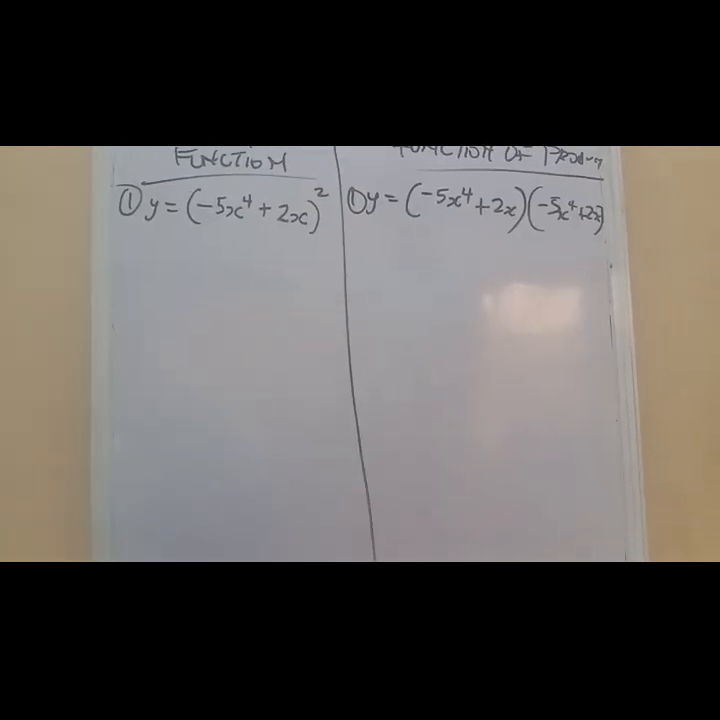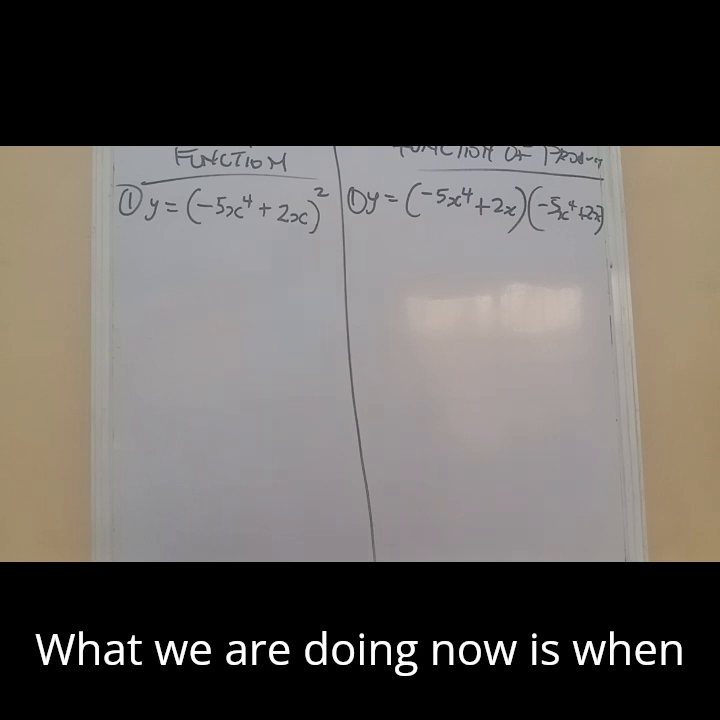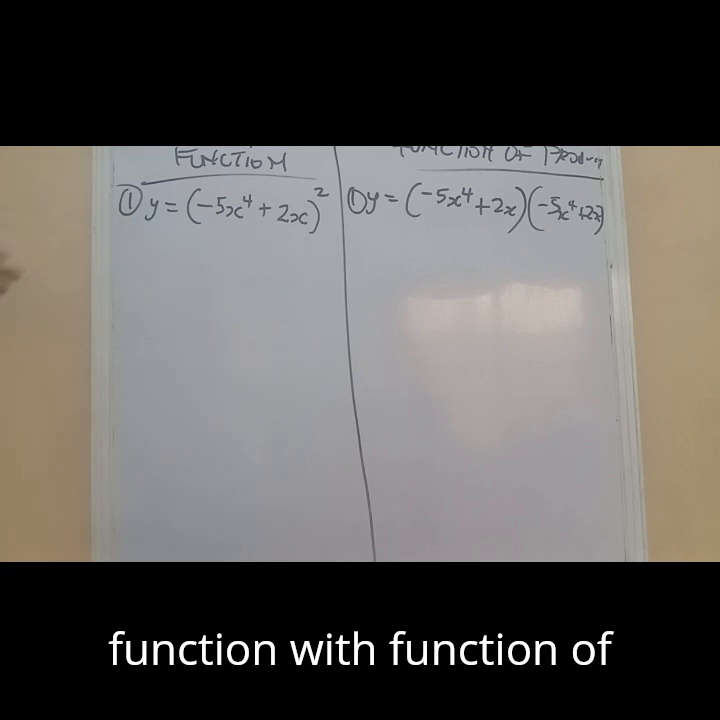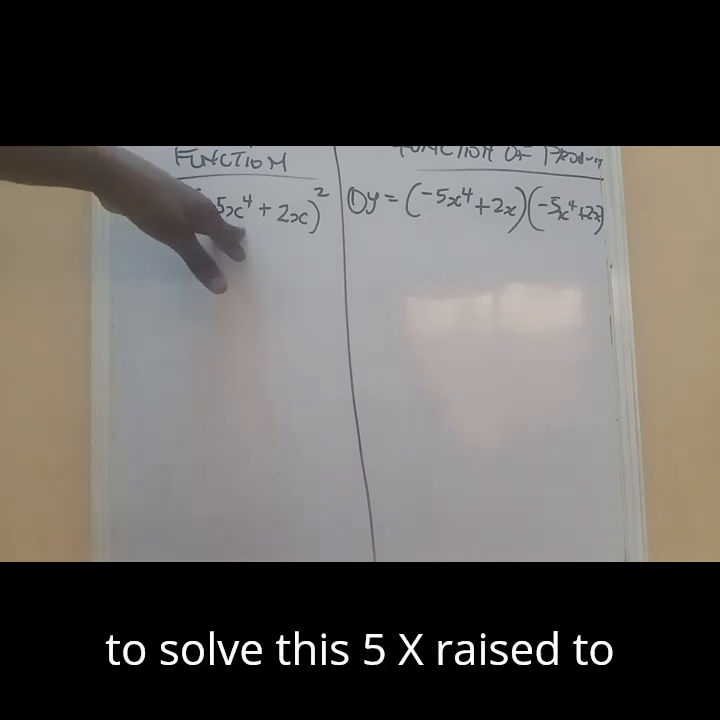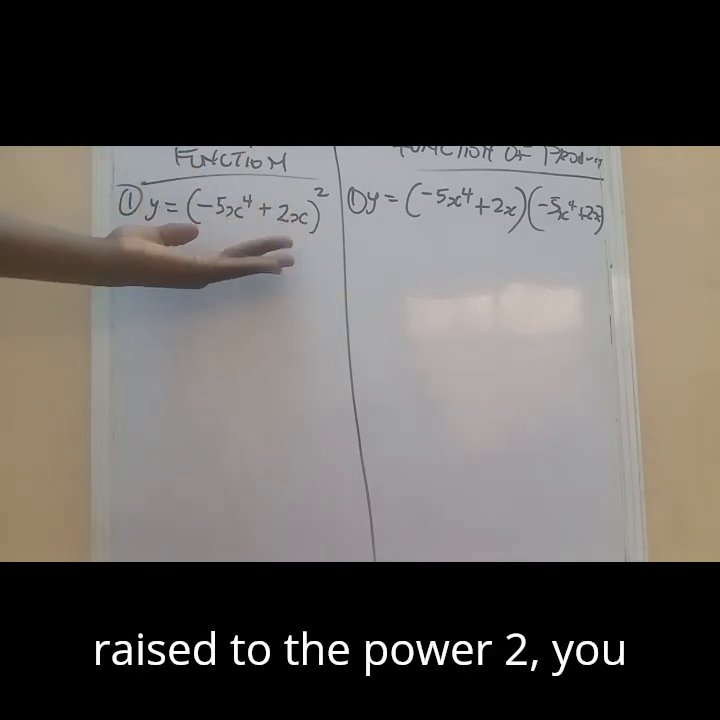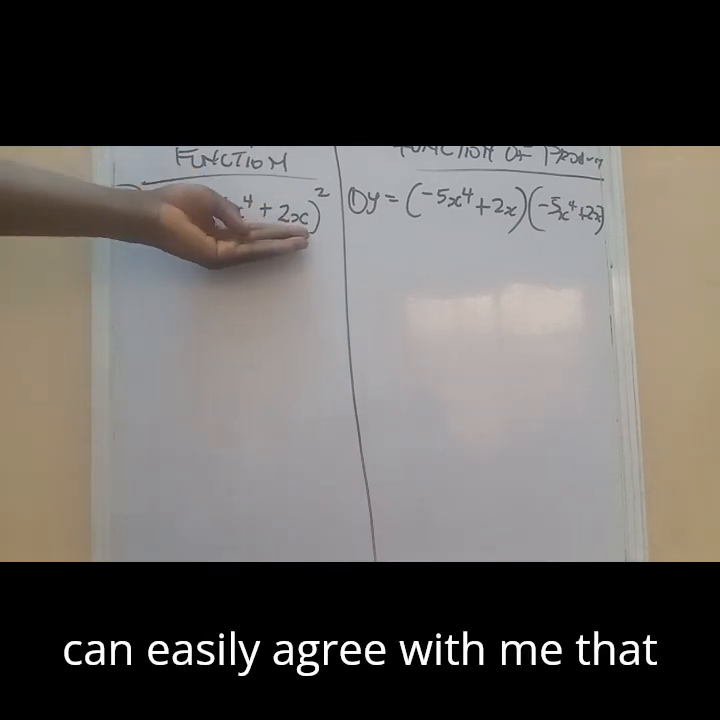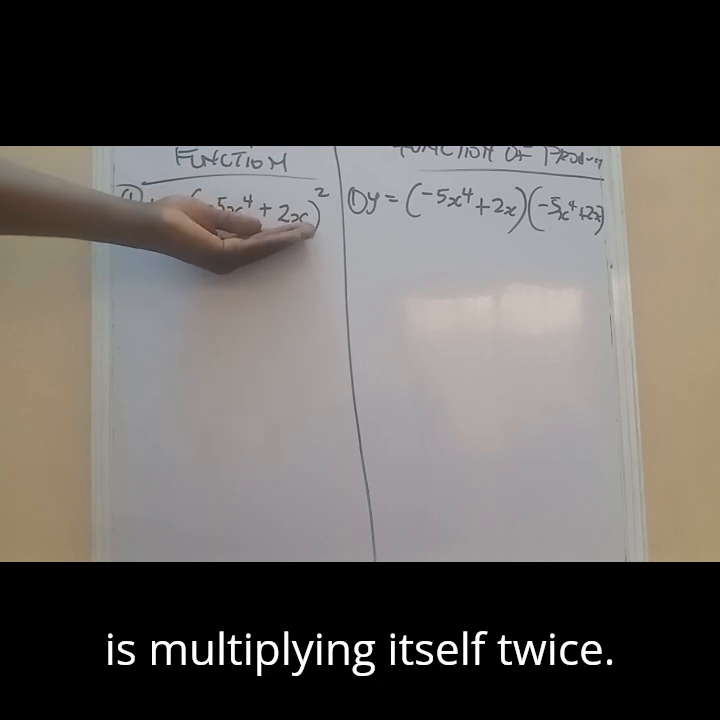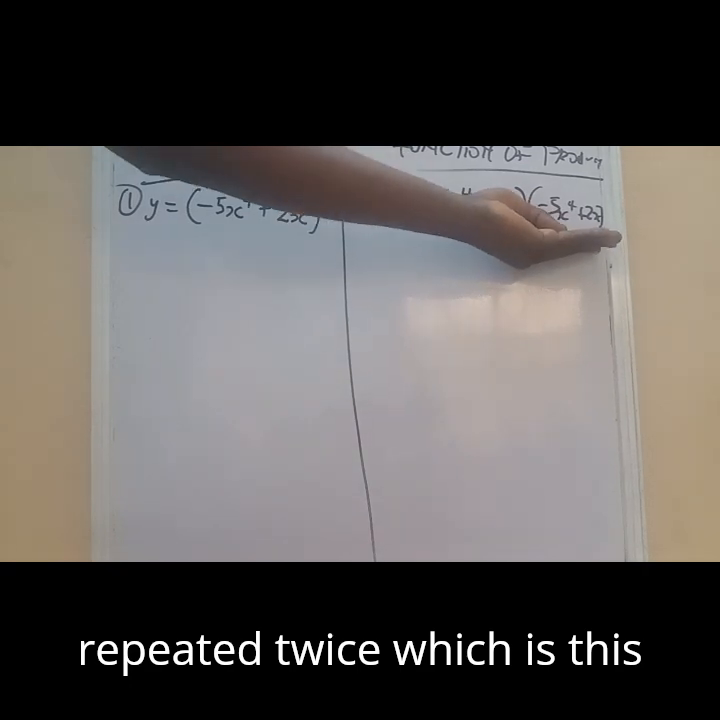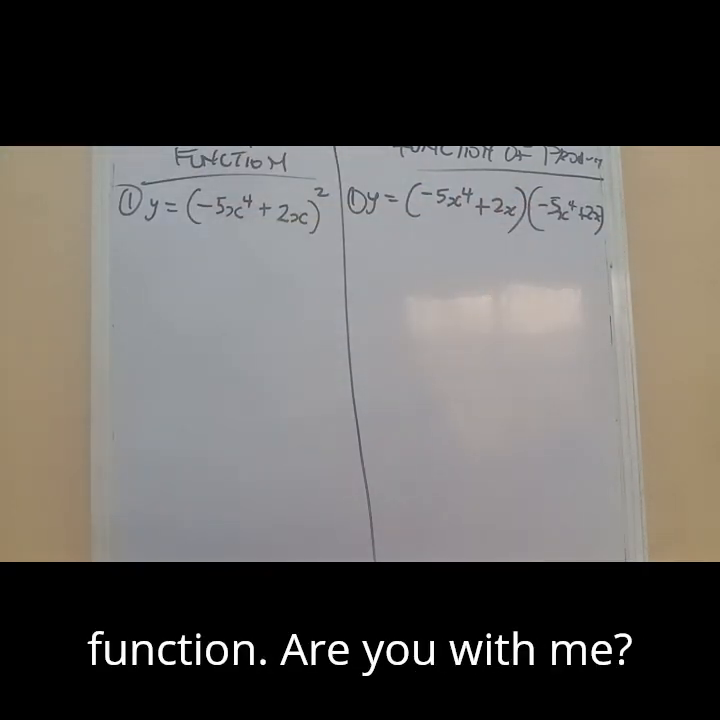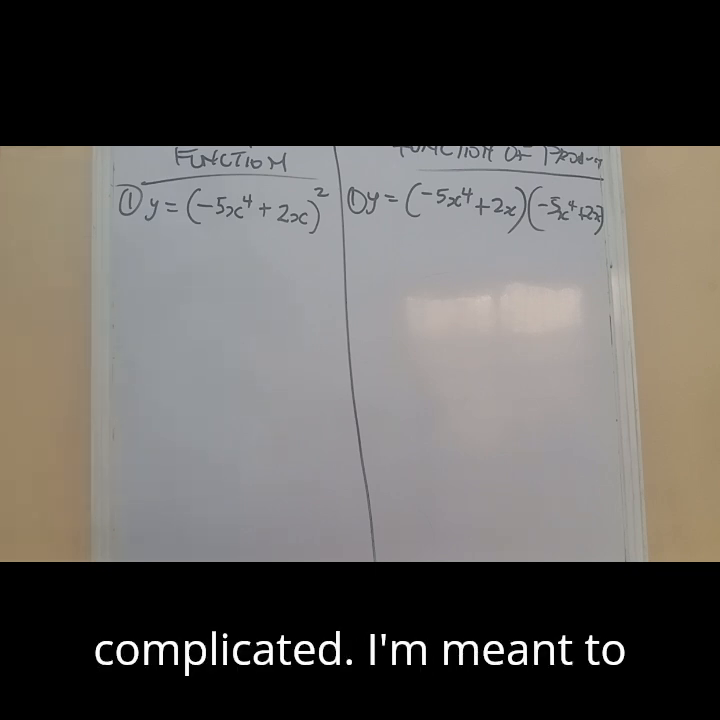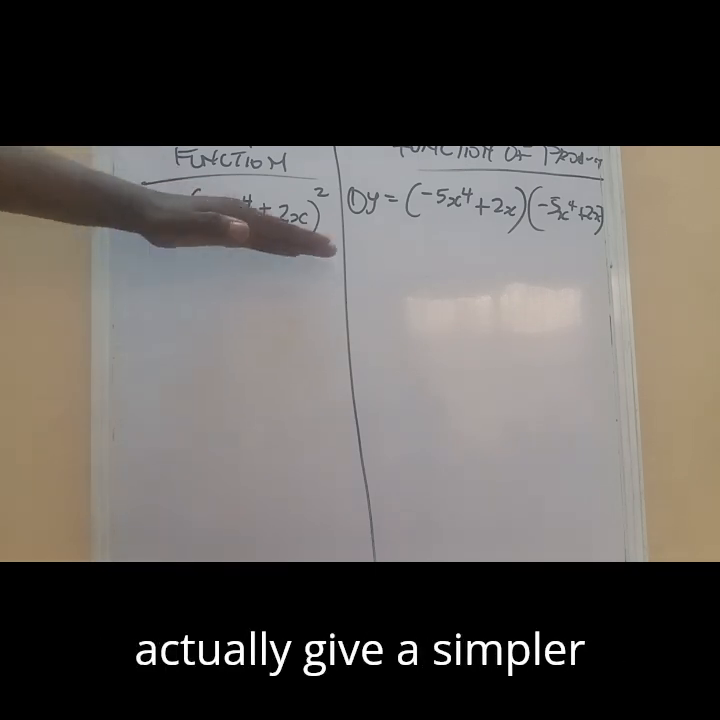What we are doing now is comparing function of function with function of product. When you are asked to solve (5x to the power 4 plus 2x) all raised to power 2, you can easily agree with me that it means this function is multiplying itself twice. That is, this function is repeated twice, which is this multiplied by the same function. Are you with me? Sorry, the question I gave might be so complicated. I meant to give a simpler question, but let's assume this is it.